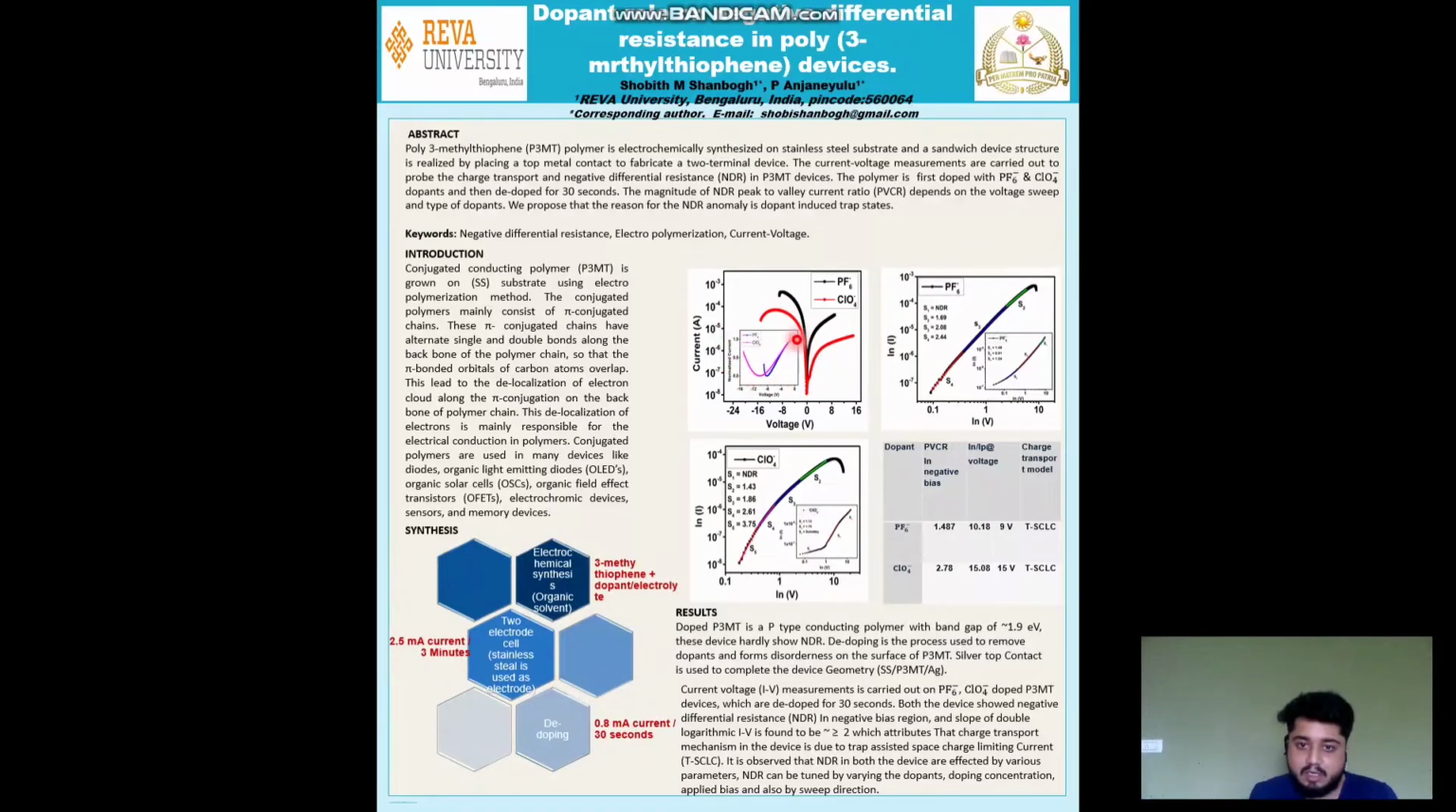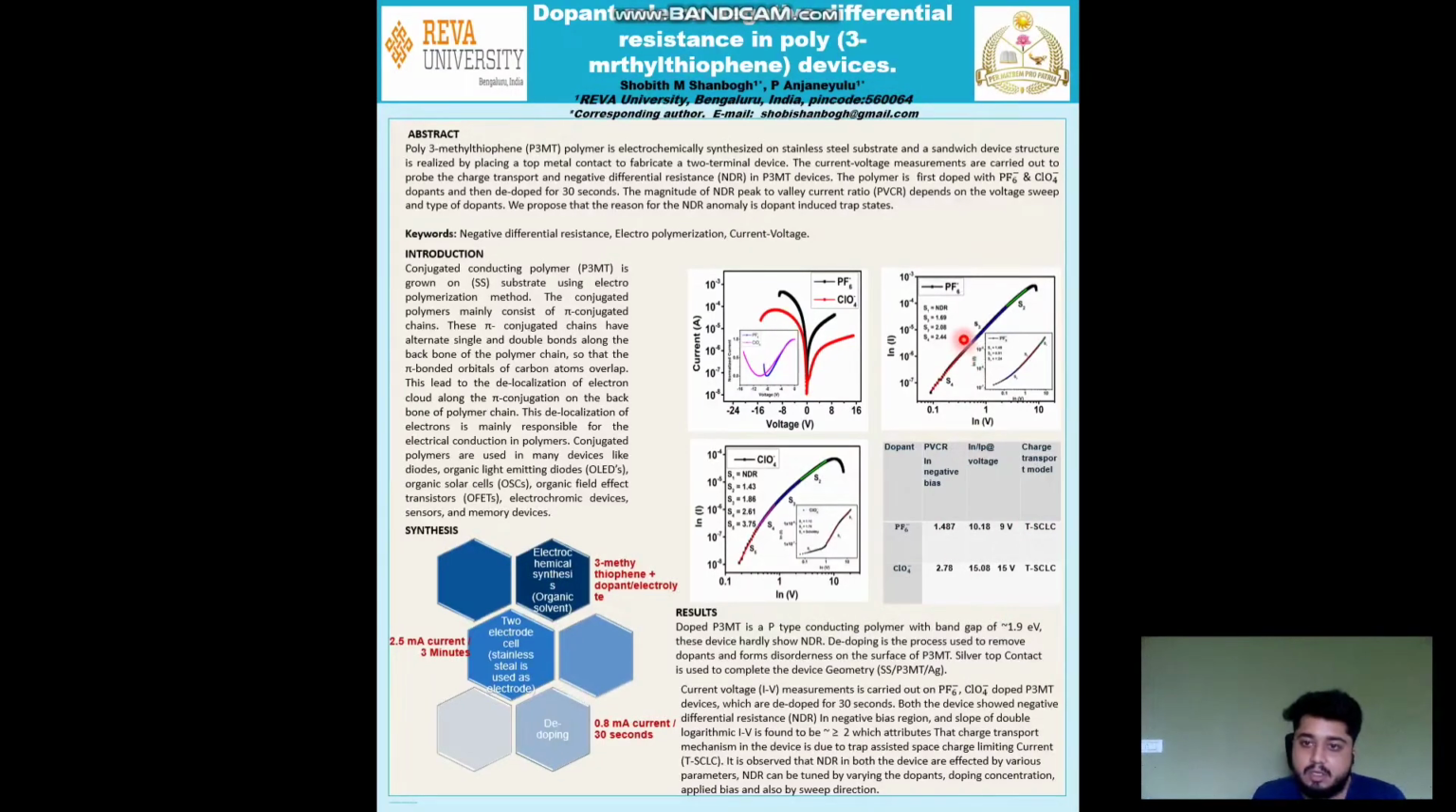The inset of this graph shows the normalized current voltage graph. As we can see, the NDR is more in the ClO4 device than in the PF6 device, and the peak voltage is higher, and the voltage swept for the ClO4 device is higher, and the current ratio from negative to positive is higher for the ClO4 device. And all the results are mentioned in this tabular column.